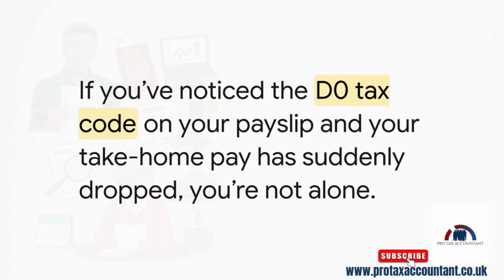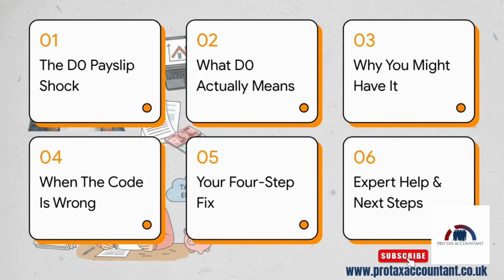Just two characters, D and 0. The second you see D0, you know that the way you're being taxed has changed, and changed in a big way. So, here's our plan. We'll start with that payslip shock, then get straight into what D0 actually means. We'll look at the common reasons you might have it, how to tell if it's wrong, and then the good part, your simple four-step fix. After that, we'll cover how to get expert help if you need it.